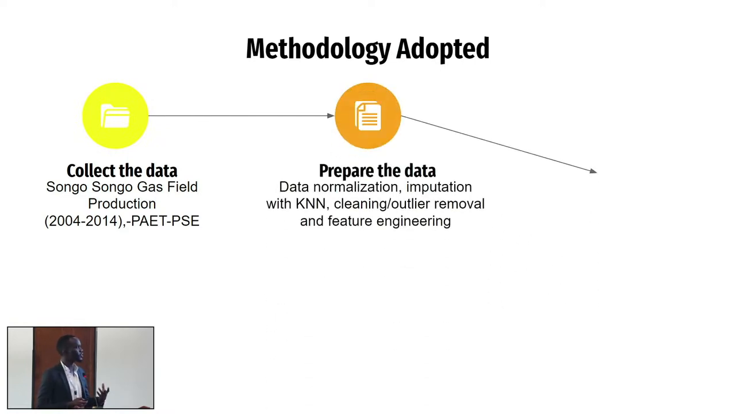After collecting the data, we had to prepare it. Our data from production facilities has a lot of outliers and noise, so it required heavy cleaning. We used KNN imputation to fill in missing data, and we removed all the outliers using 2-sigma. We also performed feature engineering so that we can correctly predict our wellhead pressure from the inputs.